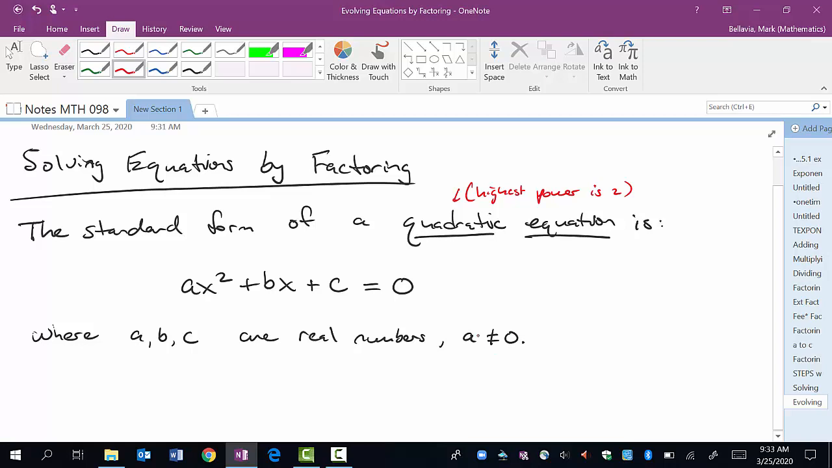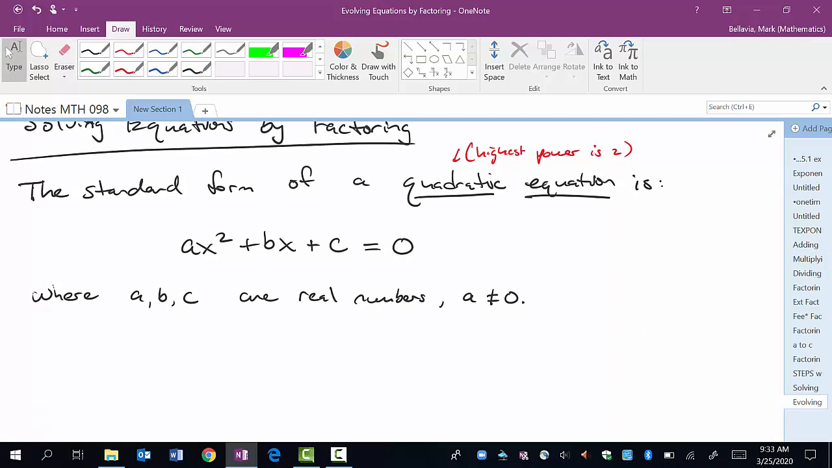We say a doesn't equal 0 because if a equaled 0, then we'd have 0 times x squared here, and that would make this not a quadratic, right? Because then this term would be just 0, and you'd have a linear term, meaning something with the first power. So basically when you're solving equations by factoring, you really want to get one side of the equation equal to 0, and then we're going to solve from there.